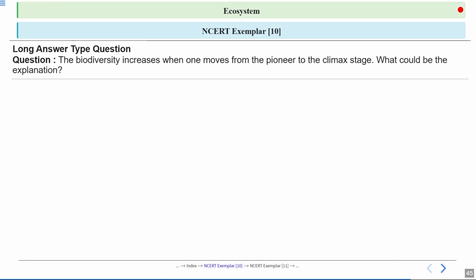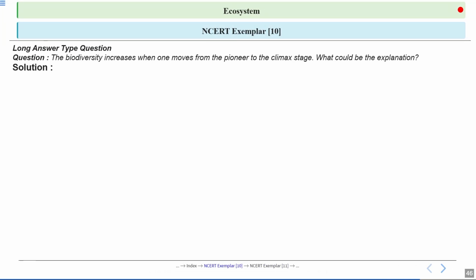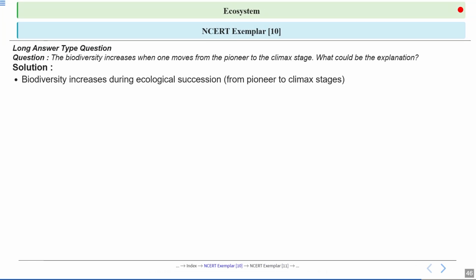Now, next question: the biodiversity increases when one moves from the pioneer to the climax stage. What would be the explanation? Let's have a look at the answer. Biodiversity increases during ecological succession. This means that as an ecosystem matures, it supports a wider range of species.